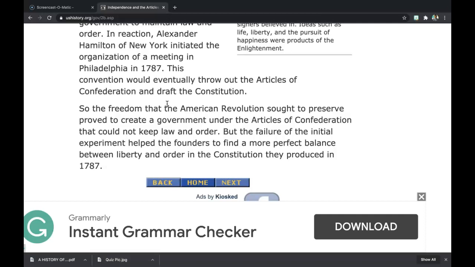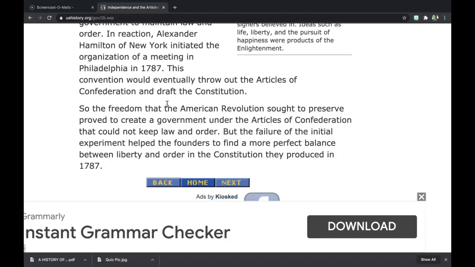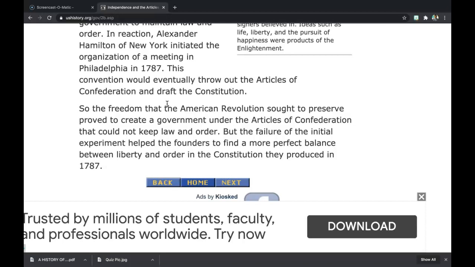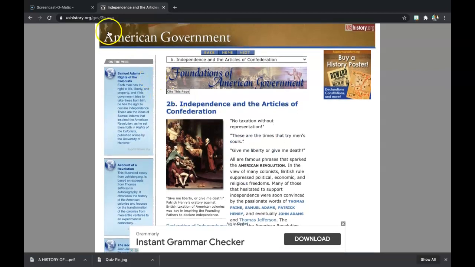The freedom that the American Revolution sought to preserve proved to create a government under the Articles of Confederation that could not keep law and order. But the failure of the initial experiment helped the founders to find a more perfect balance between liberty and order in the Constitution they produced in 1787. So there you have it. That's the story of early American government.